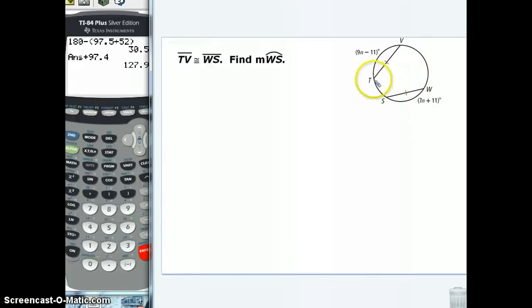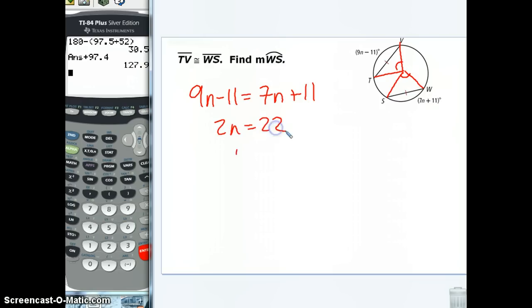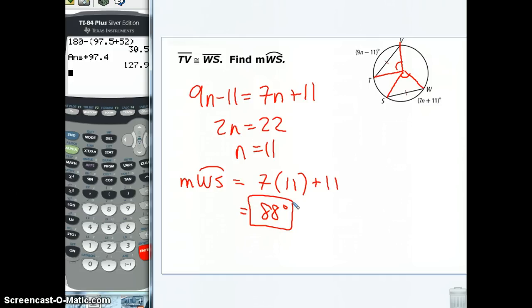Because these two chords are congruent here, it means that the two central angles, this angle and that angle, are congruent. Therefore, I can set the two arcs equal to each other. So I've got 9n minus 11 equals 7n plus 11. And here we bring this over, 2n equals 22, n equals 11. And they want us to find the measure of the arc WS. WS, and indeed that's going to be 7 times 11 plus 11, like this. It's going to be 77 plus 11, which is 88 degrees. So that's an example of the type of problem that we would do using some of these new theorems.